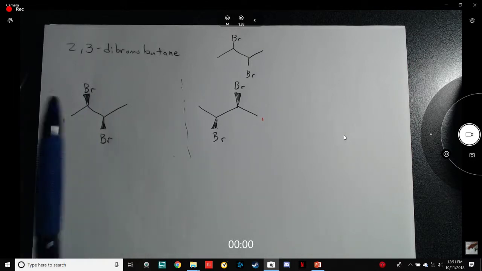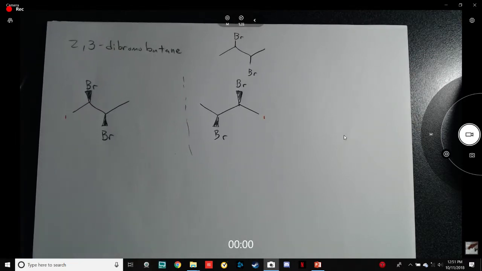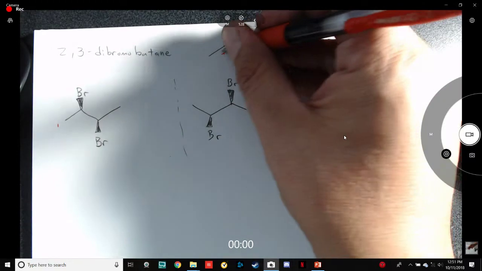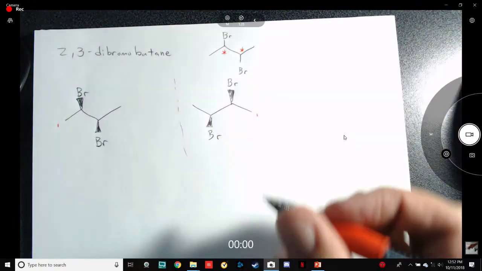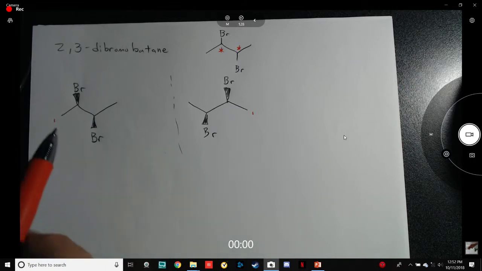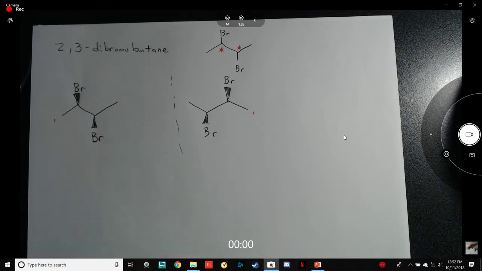This one here, what is it? How many chiral centers do we have? 2. So I know there's going to be how many possibilities then? 4 possibilities. 2 to the 2 is 4. Which isomer did I just draw here? Is it RS, SR, SS? Are they both R? Yes, they are both R.